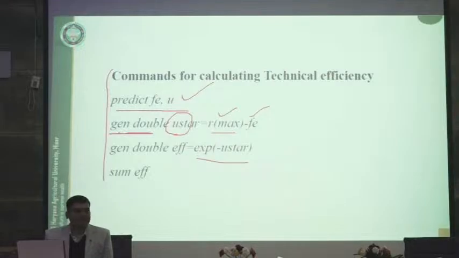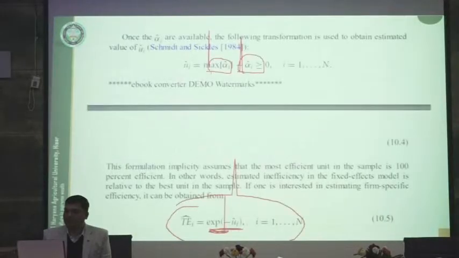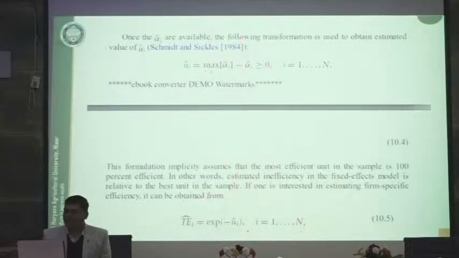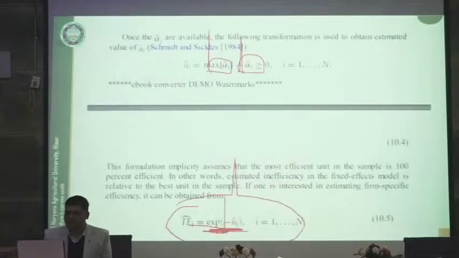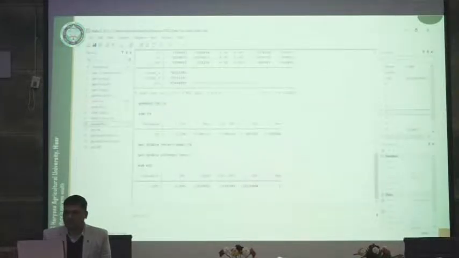So efficiency is equal to exponential of minus u star, that is some variable name. By using this formula, we can calculate the efficiency. So this is the efficiency, and this is the summary of efficiency. Now you can check after running these commands. This is the window.